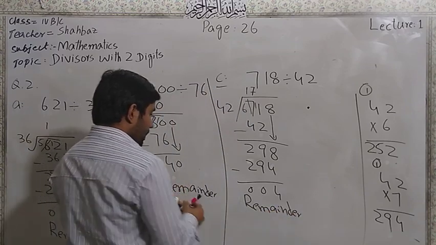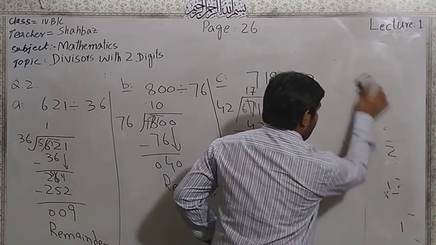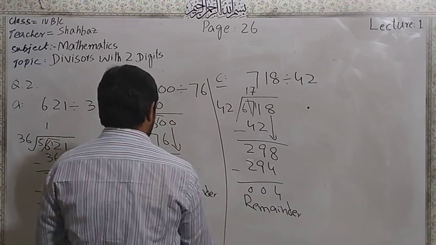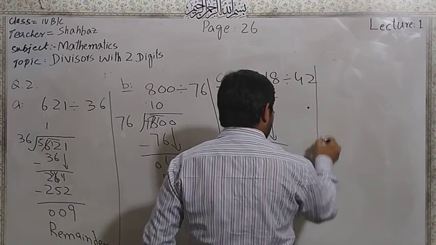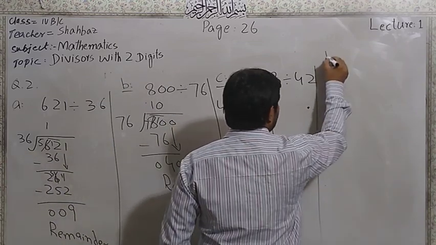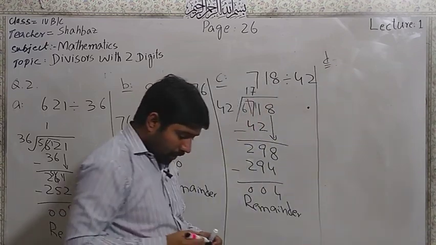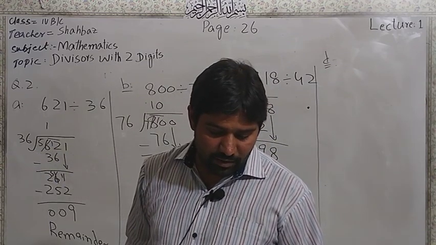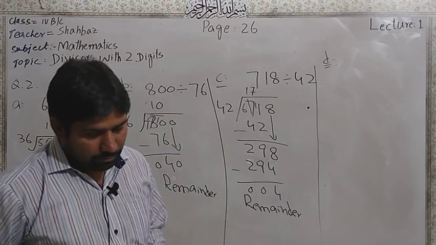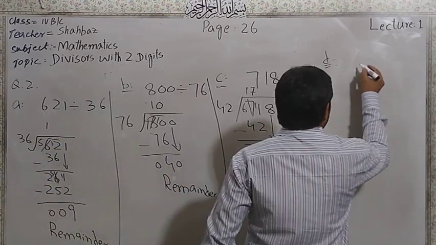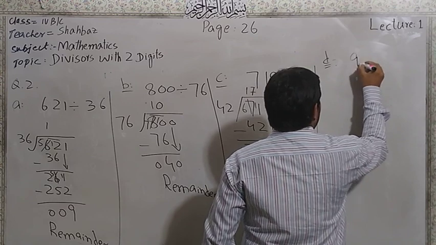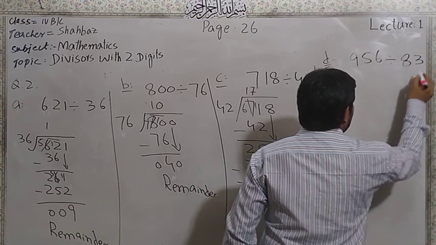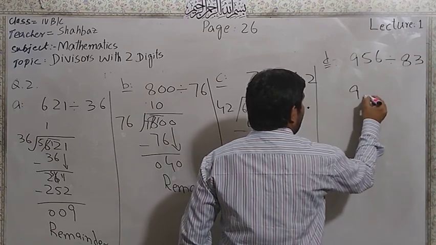Okay, students. Next part is part D. In part D, you have 956 divided by 83. You have to write in long division.